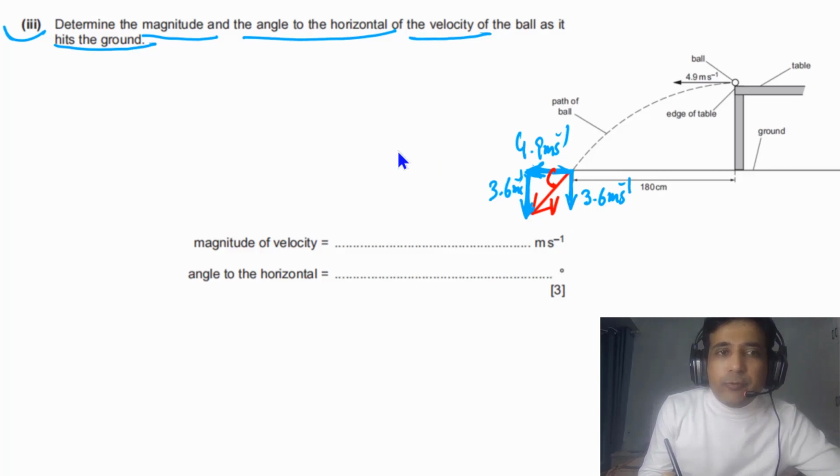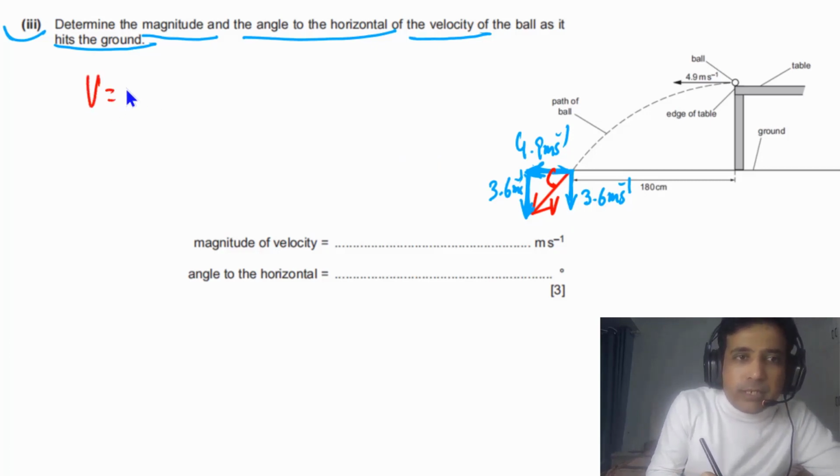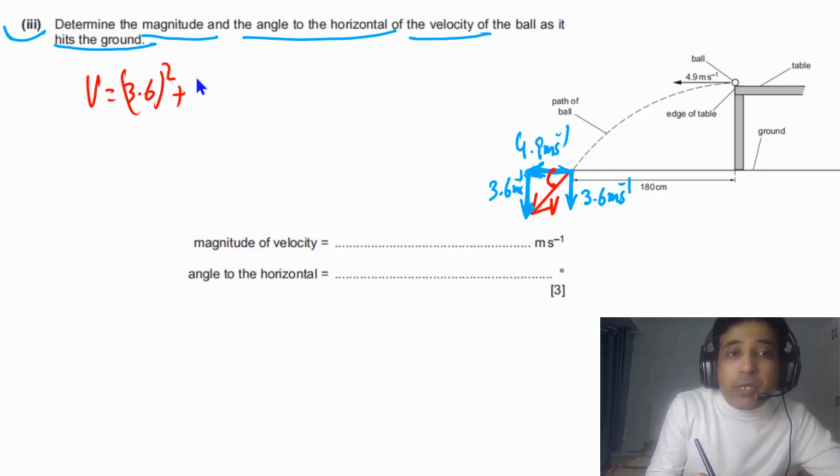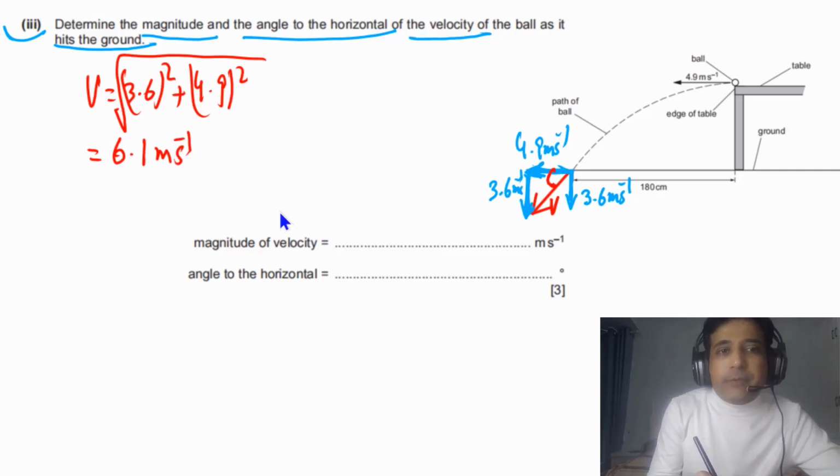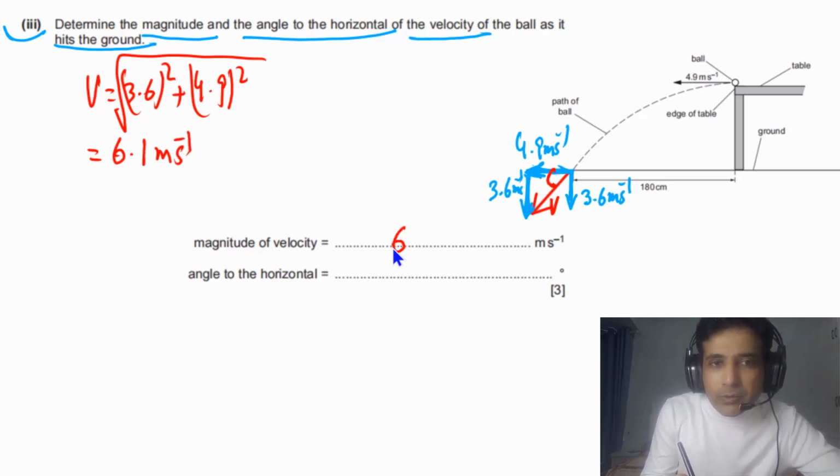So if we need to find v, then v in this case simply will be equal to the square root of 3.6 squared plus, because this is a right angle triangle, plus 4.9 squared. If we solve this, we can find the value of velocity, and that will be equal to 6.1 meters per second. So the magnitude of the velocity is 6.1 meters per second up to 2 SF.